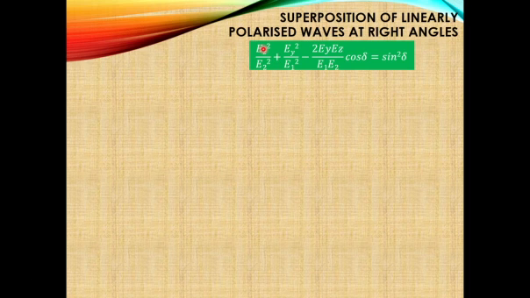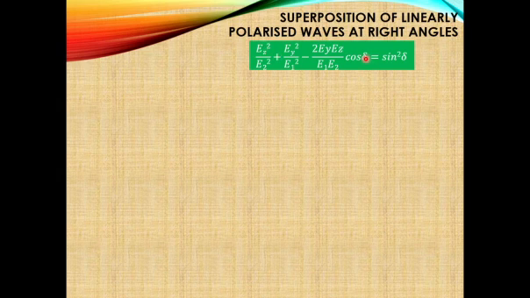Hello students, today we will discuss more about the superposition of linearly plane polarized waves at right angles. So here we have two plane polarized lights whose electric vector is vibrating in the z direction, and the other wave is vibrating in the y direction. And we have E2 and E1 as the amplitudes of both waves, and delta is the phase difference between them.